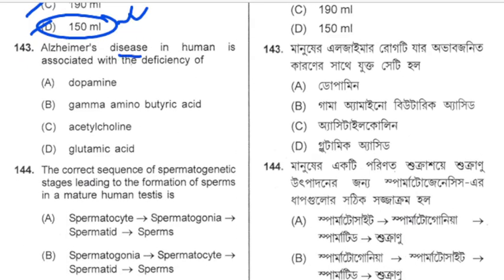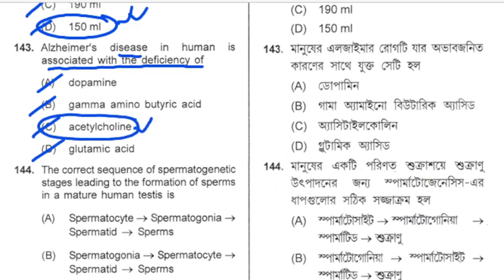Alzheimer disease in human is associated with the deficiency of. Alzheimer diseaseটা যে কিসের ডেফিসিয়েন্সির জন্য হয়ে থাকে? ডোপামাইন, গামা অ্যামাইনো বিউটারিক অ্যাসিড, acetylcholine, or glutamic acid. So it is basically deficiency of acetylcholine.